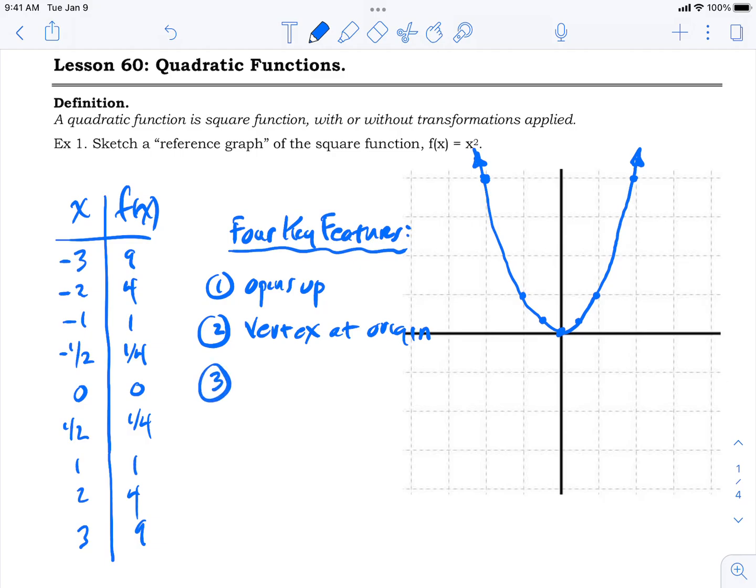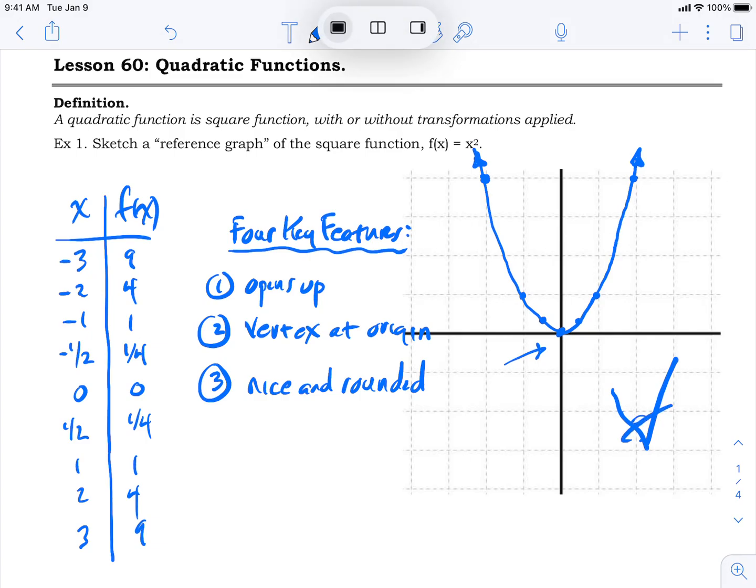What's another key feature? Please notice it's nice and rounded. Don't make pointy parabolas. I see people draw parabolas like this, and I'm like, no, that's not a parabola. It looks like an absolute value function. Make your function look true to what it really is.